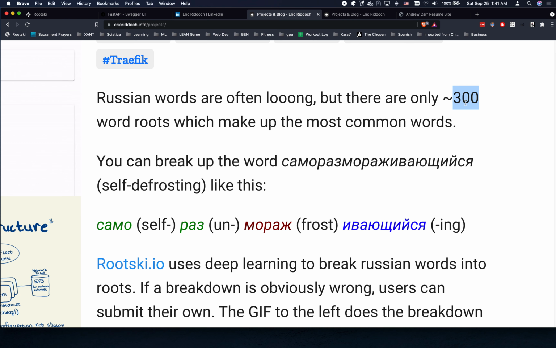So when we're talking about learning a language, the number 300 is actually really small. If you really set your mind to it, you could make flashcards and learn those 300 roots in a week. So that is a super powerful concept. Once you learn Russian roots, you can do things like this.